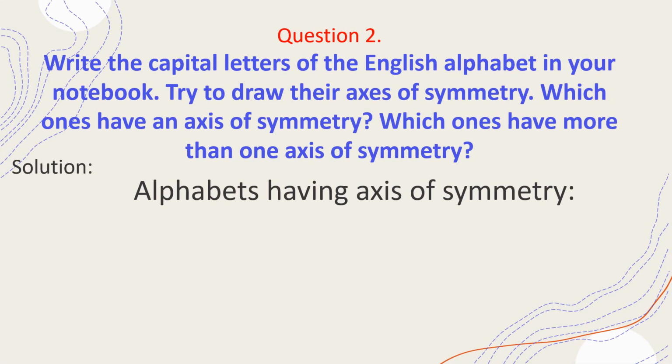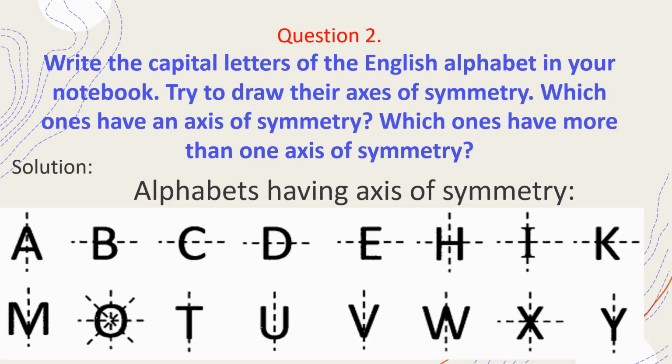So the alphabets having an axis of symmetry are A, B, C, D, E, H, I, K, M, O, P, U, V, W, X and Y. So these alphabets have an axis of symmetry.